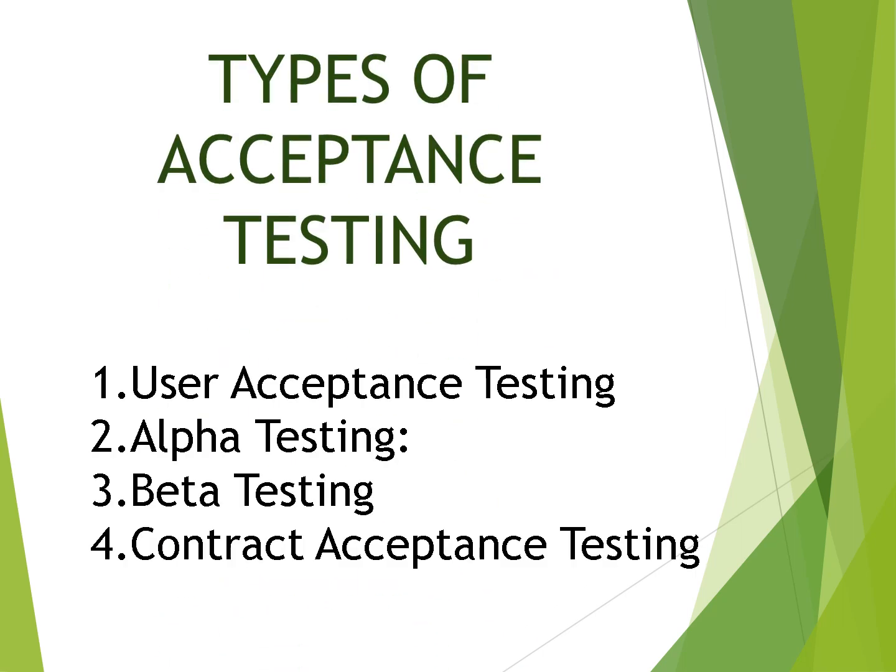Friends, in acceptance testing, the other important point we have to know is, are there any types in acceptance testing? If there are, what are the types of acceptance testing? Friends, there are mainly 4 types in acceptance testing. They are user acceptance testing, alpha testing, beta testing, and contract acceptance testing. These are the main 4 types of acceptance testing.